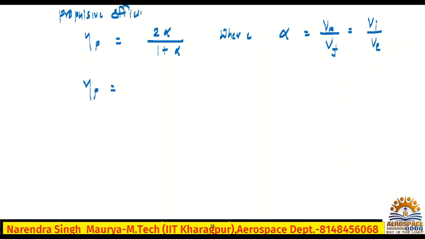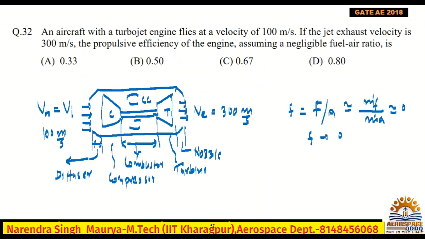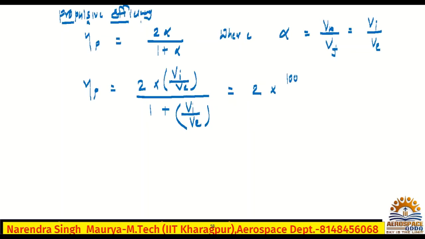Always remember this very short formula. Propulsive efficiency eta P is 2 alpha divided by 1 plus alpha, where alpha is V infinity by V exit. So it is 2 into the inlet velocity, which is 100, divided by 300, over 1 plus 100 by 300. We can calculate this.